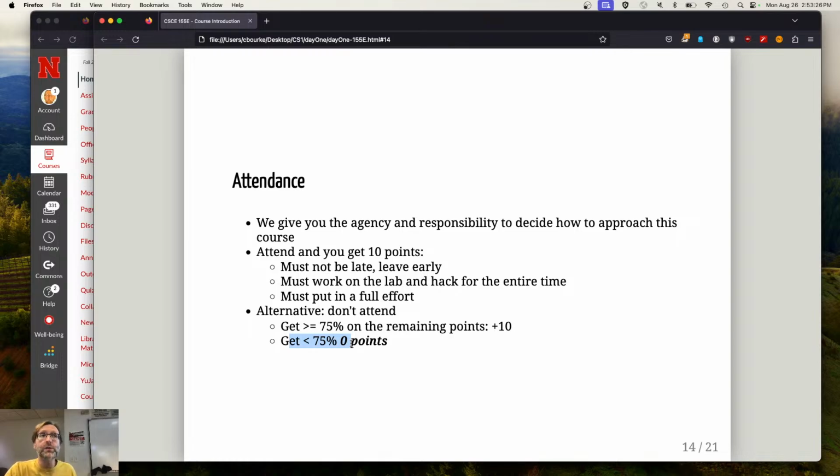And that's a huge, strong indication that you should be attending lab and hack, right? My recommendation is attend throughout the course, but certainly for the first few weeks, just to make sure that you are understanding what's going on, right?